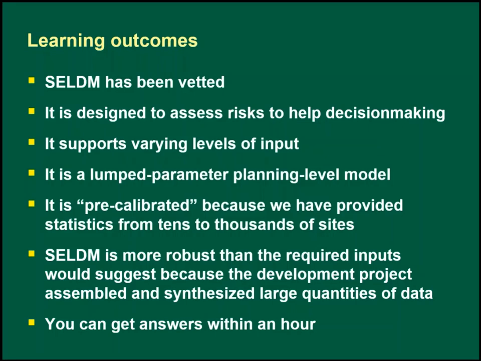It supports varying levels of input. If you're looking at a linear highway and you have a whole bunch of stream crossings, you could do these Level 1 regional analyses to quickly rule out the things where the highway may not make a difference, and you can focus on the crossings that potentially are a problem. It's a lumped parameter planning level model. It's calibrated by the statistics you put in.